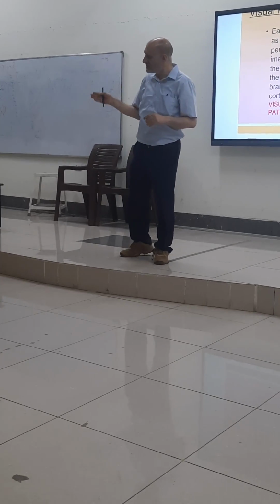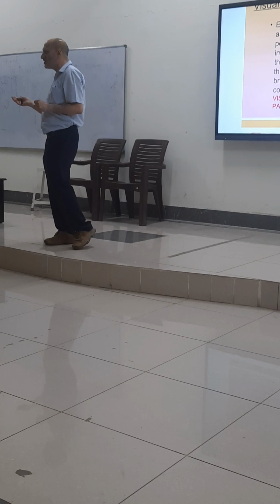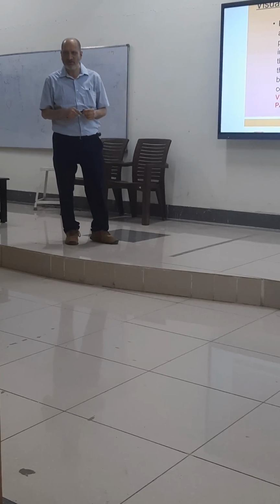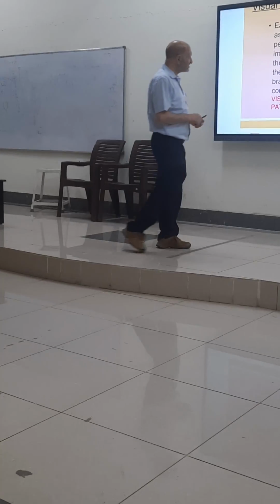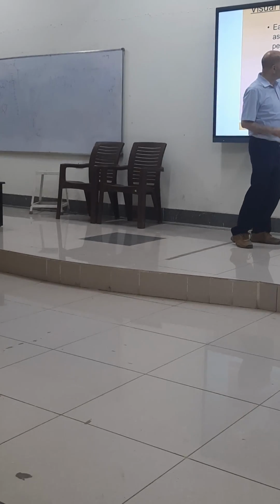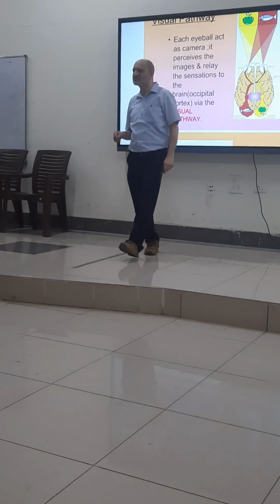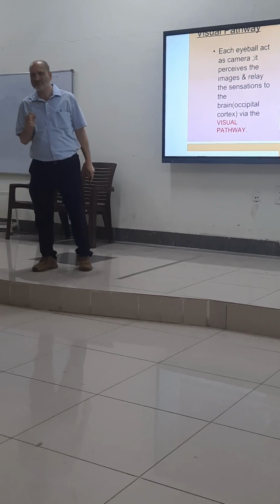So it is around 30 mm in the orbit, then we have 10 mm in the canalicular part, then 10 mm in the cranial part. So total is around 50. Once it reaches there, it goes to what is called the optic chiasm. It's a very special process.